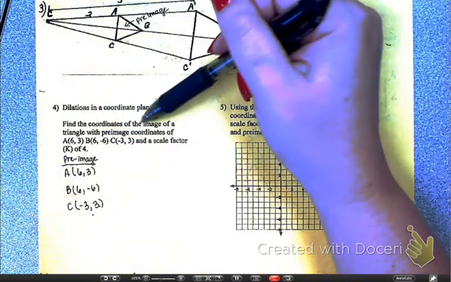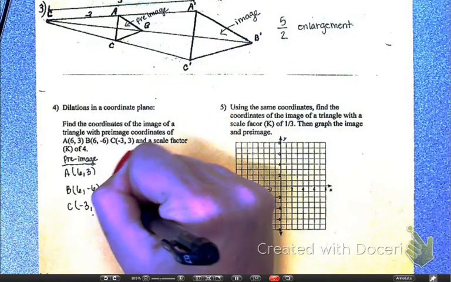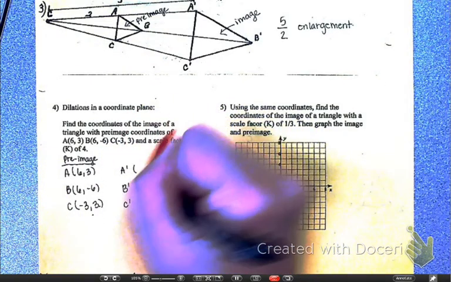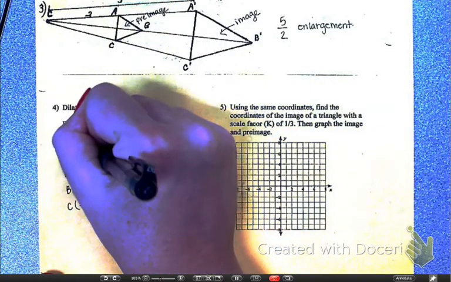I want to find the coordinates of the image, so I want to find A prime, B prime, and C prime. That's what I'm looking for. Do you agree with that? Yeah, or are you okay with that at least? Okay, and it says the scale factor, and again it uses K, is 4. So let's think about that for a second. It's 4, so my scale factor is greater than 1, which means what's going to happen? It's going to get bigger, right? You're going to have an enlargement.